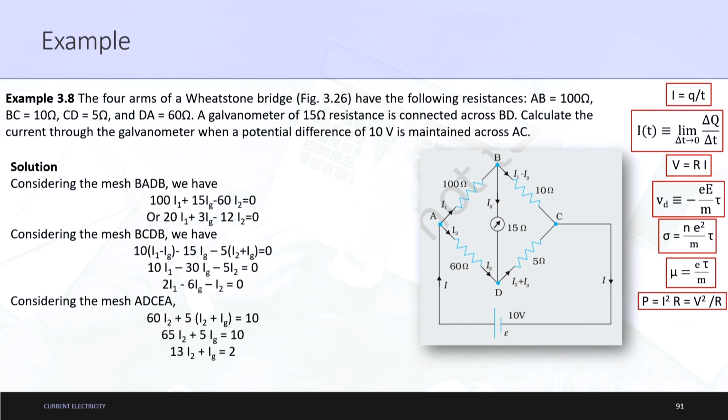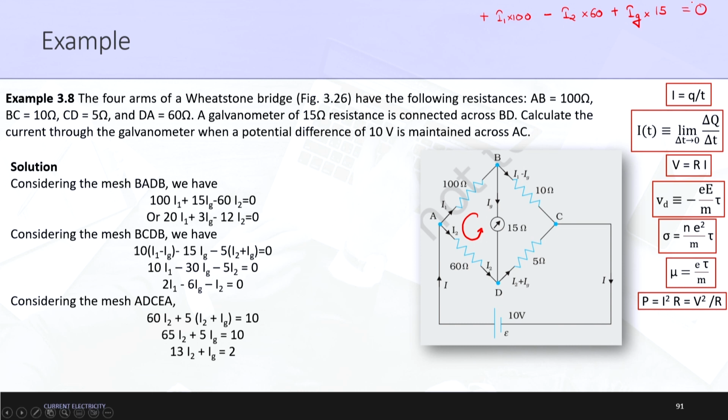Considering the mesh BADB, so this is a loop first of all. Let us go on with what the loop is saying here. As the direction for the 100 ohm current is opposite, it will be plus I1 into 100. For 60 it is in the same direction, therefore it will be minus I2 into 60, and in this it will again be in the opposite direction, so plus Ig into 15. So, this is the first equation here: minus 100 I1 plus 15 Ig minus 60 I2 equal to 0.